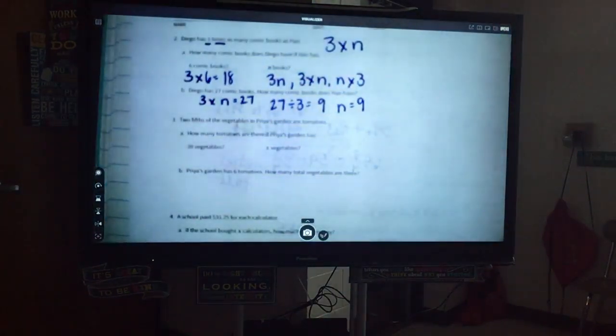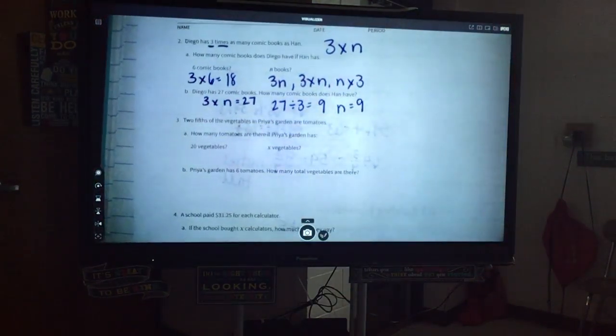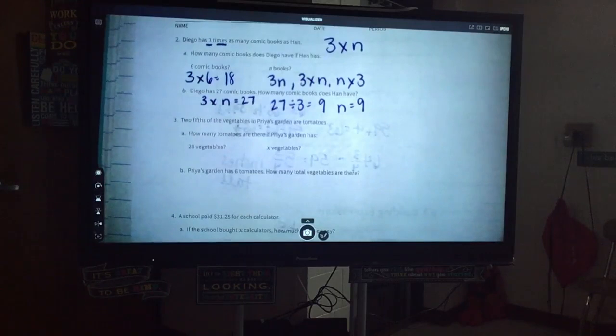How did you do on B? Guys, everyone get it? Okay. All right, looking at number 3, it says 2/5 of the vegetables in Priya's garden are tomatoes. How many tomatoes are there in Priya's garden? All right, so what is the equation that you guys are using? Troy, adding. Are you sure? That's what you guys used?